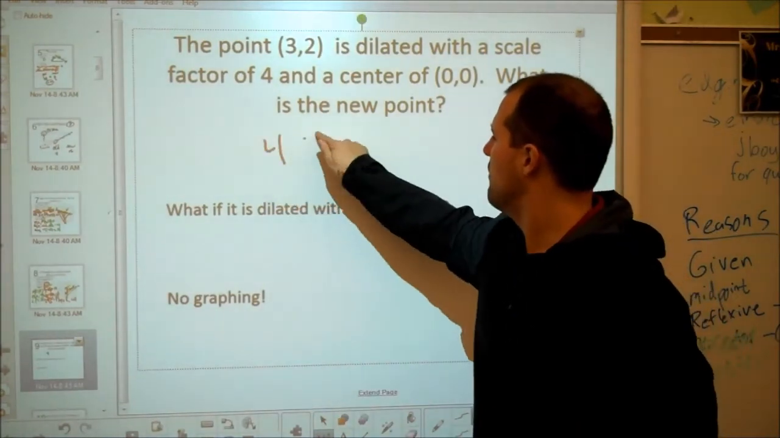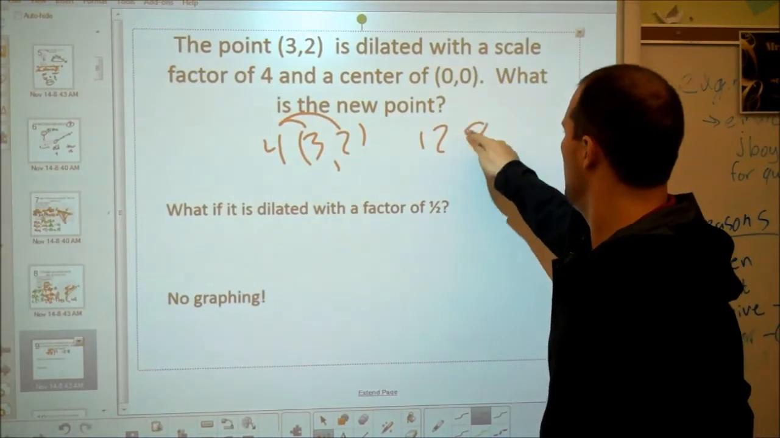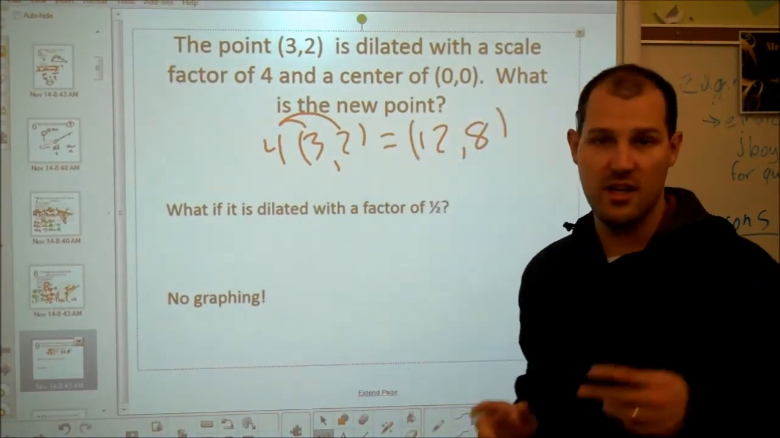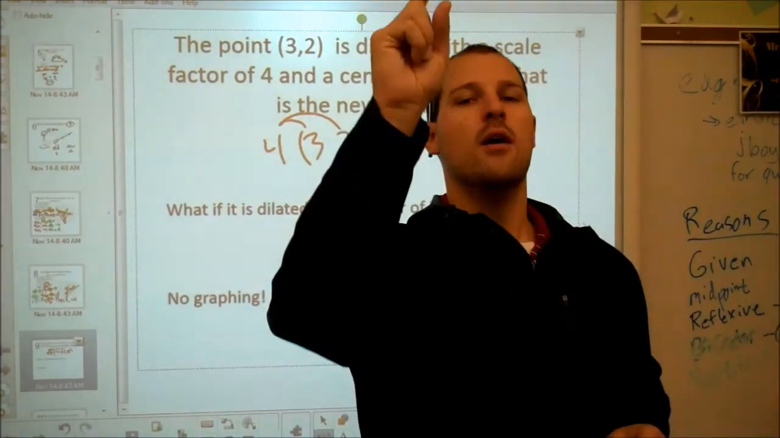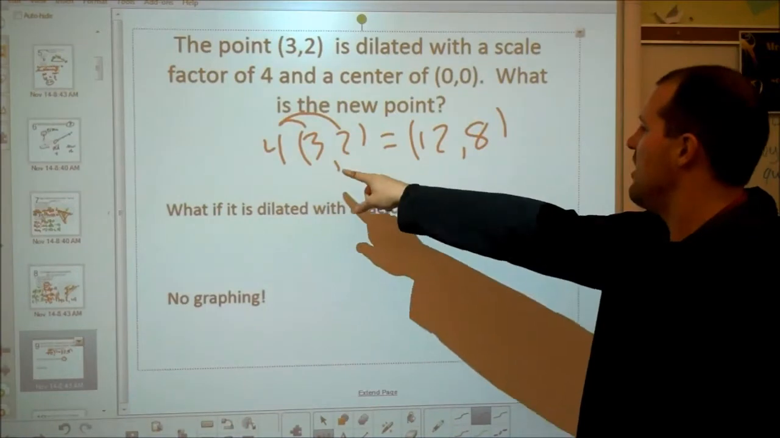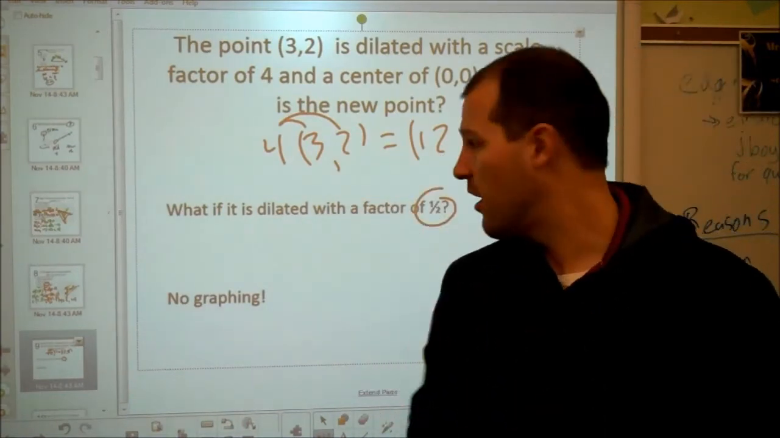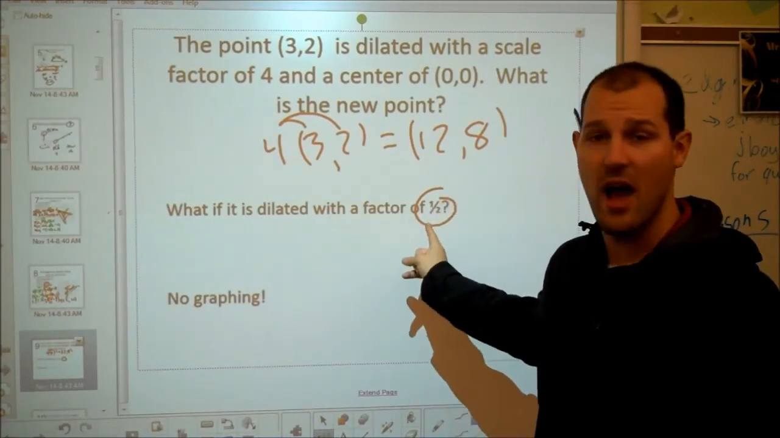Multiply by 4. 4 times 3, comma, 2. That's 12, 8. Boom, done. Guys, that's all it is. Dilation is multiplication, okay? Dilation is multiplication. Dilation is multiplication. Okay? What if it was dilated with a scale factor of 1/2? All right, if you got that one, congrats. Way to go. If you didn't get this one, shot at redemption. Pause the video, try it.